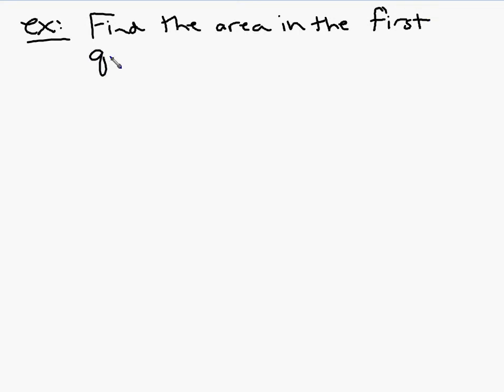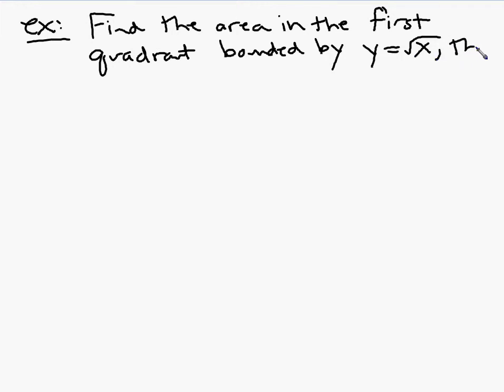All right, let's look at another one. Find the area in the first quadrant bounded by y equals the square root of x, the x-axis, and y equals x minus 2.